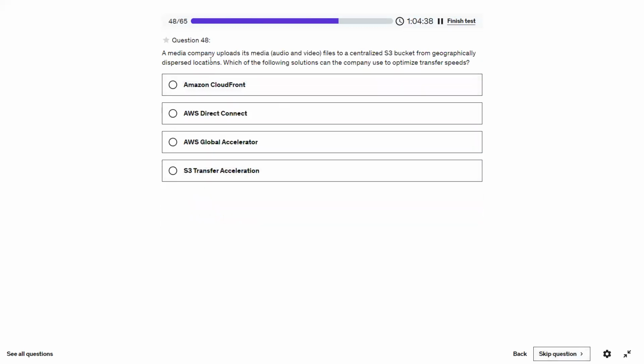A media company uploads its media, audio or video files to a S3 bucket from geographically dispersed locations, that is from different geographical locations. Which of the following solutions can the company use to optimize the transfer speed? So they can use the acceleration. If they use the S3 Transfer Acceleration service, they can upload very speedily.